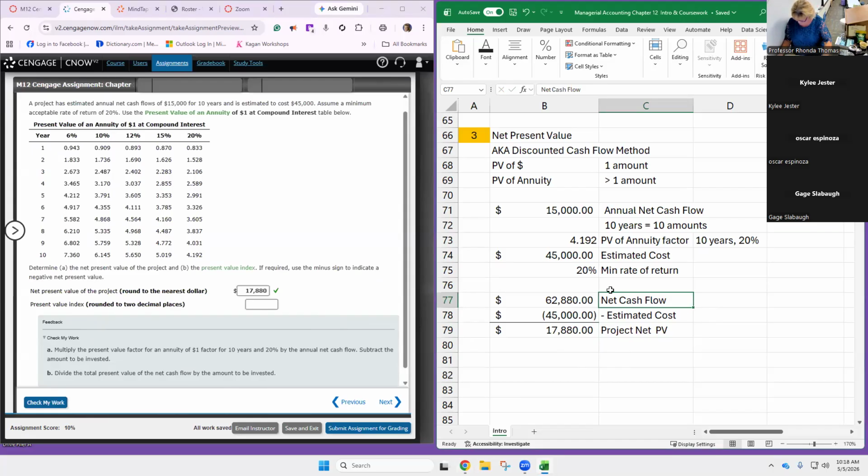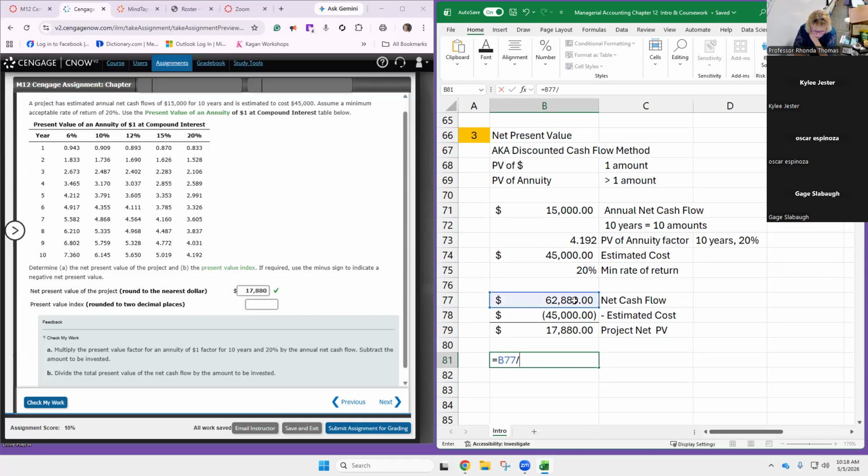It says divide the total present value of the net cash flow by the amount to be invested. So here we're subtracting it, and now we just simply want to divide. So we're going to take this and divide by the cost. Round to 2 decimal places. I got 1.4. Let's see if I'm right.